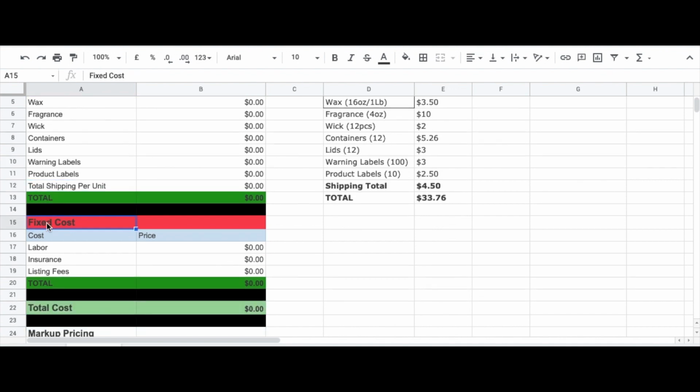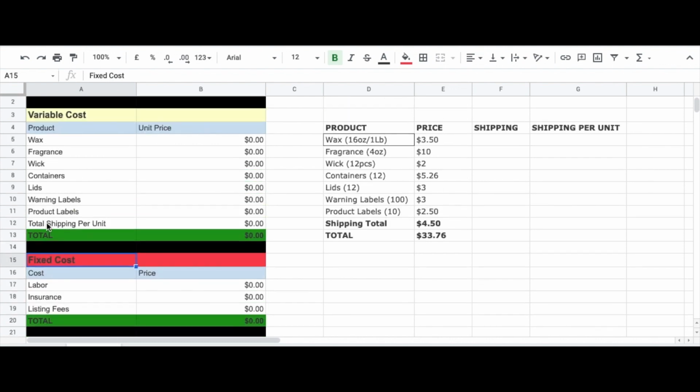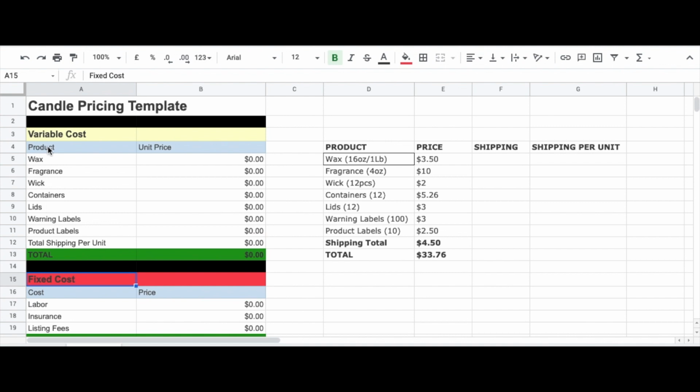Your fixed cost is everything that doesn't change. Your price for your workmanship, labor, insurance, listing fees. If you run a website, you know that you have to pay hosting fees, and if you sell on Etsy or Shopify, then you know you have to pay listing fees. So we're going to find the total of our variable cost and fixed cost. So here it says to add the unit prices to get the total of our variable cost.